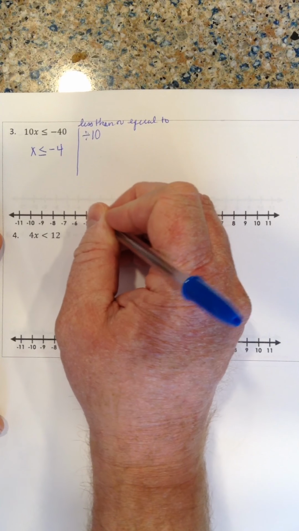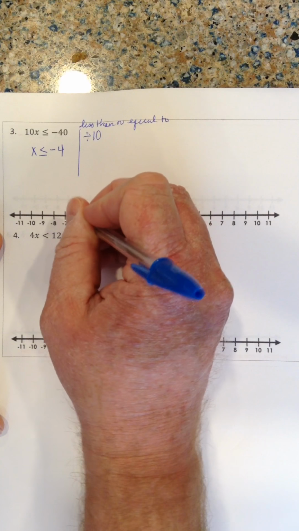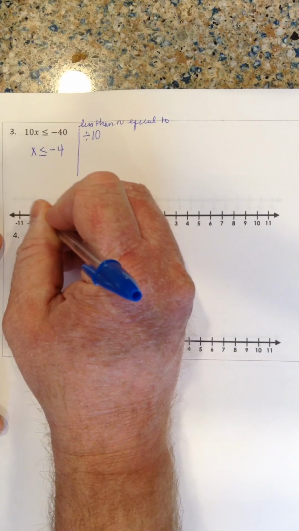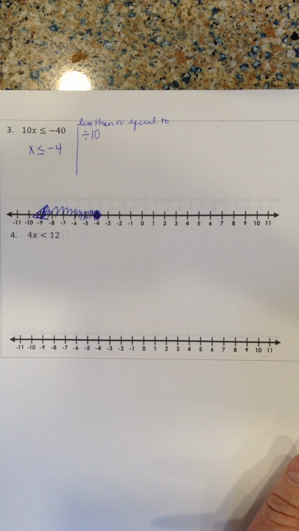So since it's equal to, I have to shade in that dot. That's less than, so I'm going to shade everything to the left. And what's kind of cool is that the arrow points the way. The arrow that you draw in your graph should be the same direction as your inequality.